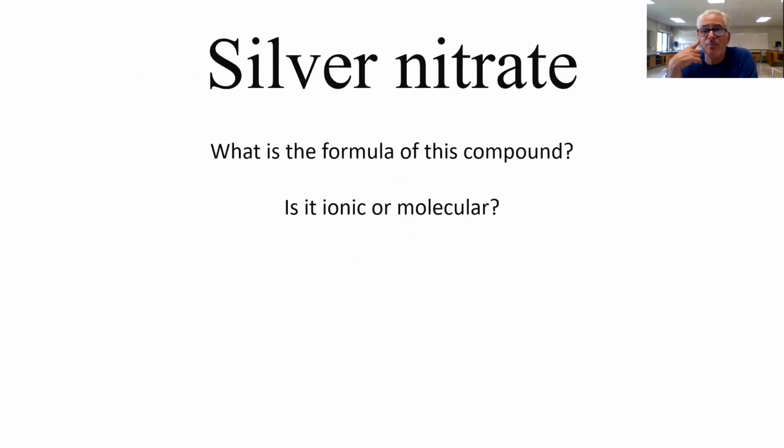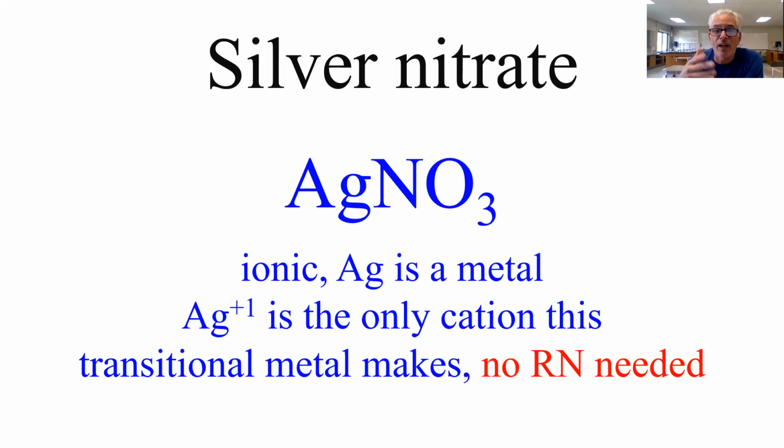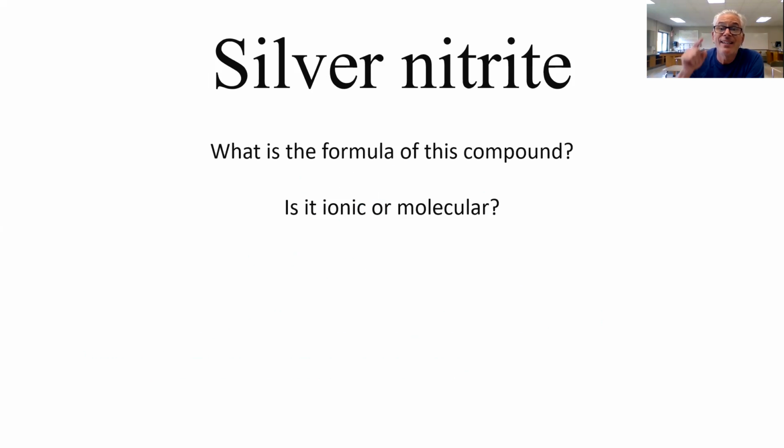Silver's 47 makes a +1. Nitrate's NO3 -1. NO3 is on table E. Don't mix it up with nitrite. This is nitrate. AgNO3, +1, -1 in a 1-to-1 ratio. We don't need a Roman numeral. Silver's transitional, but it only makes 1 ion, so there's no Roman numeral needed.